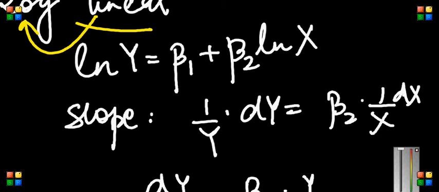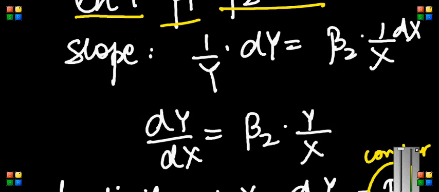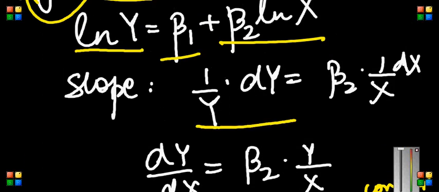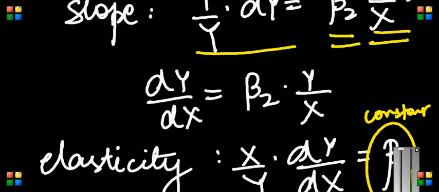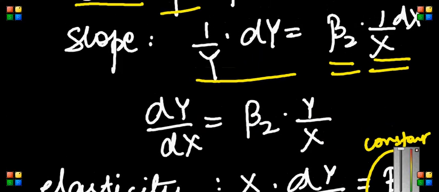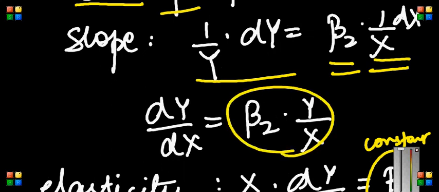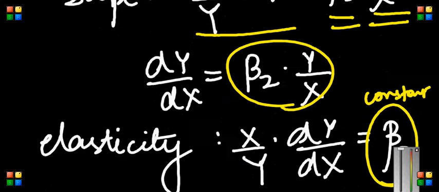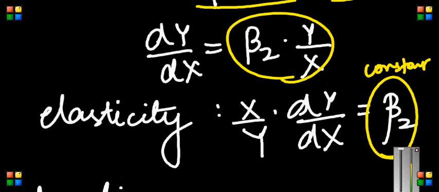Alright, so it's basically linear in log. So I have a model as ln y equal to beta 1 plus beta 2 ln x. For the slope, I would totally differentiate again on both sides. So I would get 1 by y dy is equal to beta 2 times 1 by x dx. I would as a result get dy by dx is equal to beta 2 into y by x. If I have to find elasticity, I would multiply the slope with x by y and get beta 2.